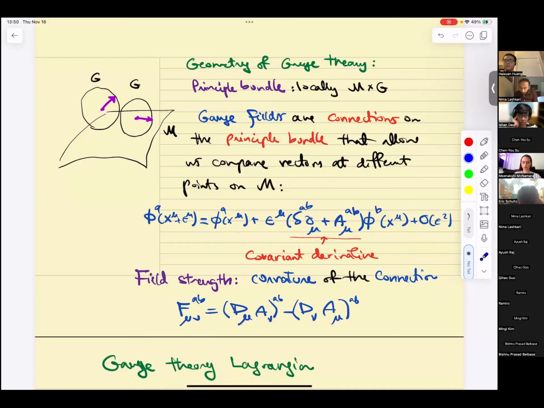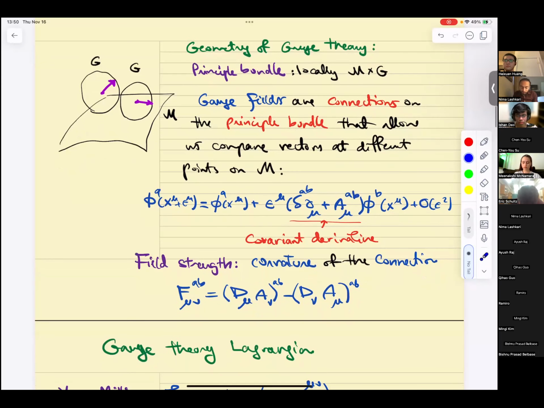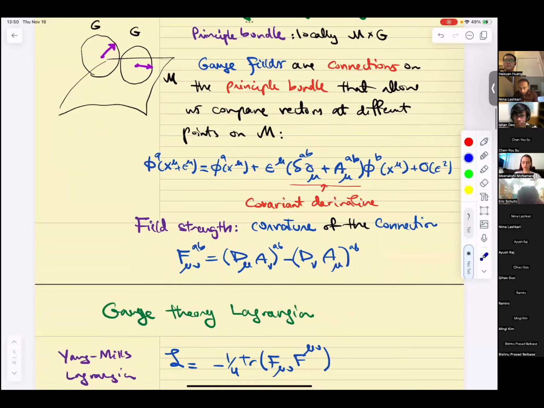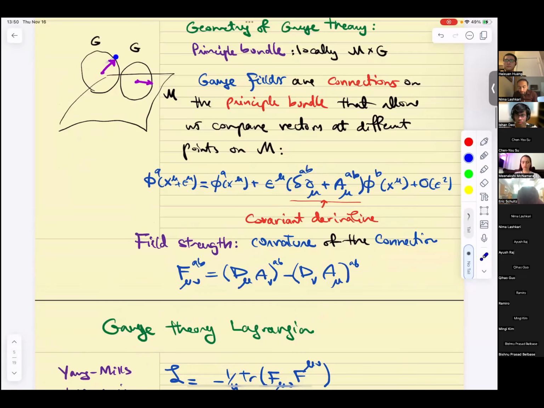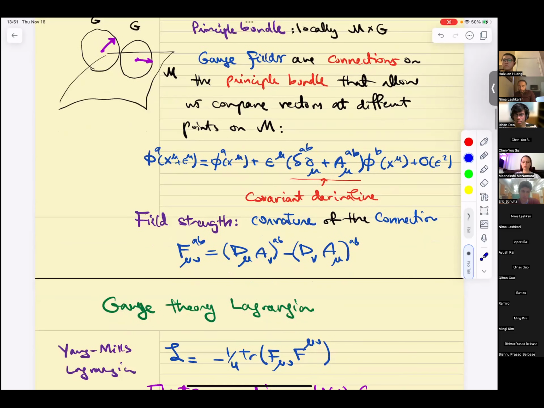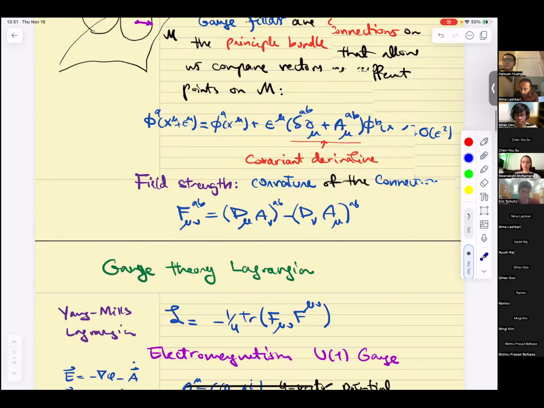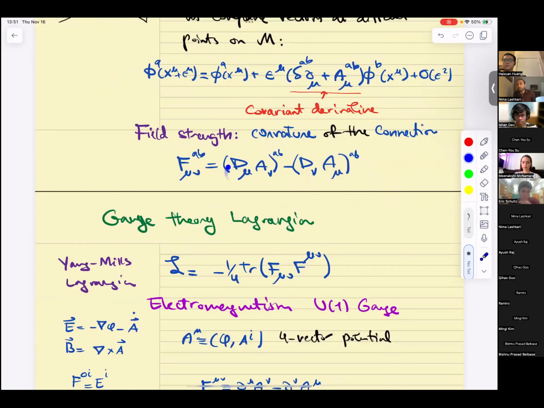We argued for that, right? So, for example, if phi^A is your vector field, you define phi^A(x^mu + epsilon^mu), where x^mu plus epsilon^mu moves you along M, space-time, as phi^A(x^mu) + epsilon^mu (delta^AB partial_mu + some matrix) phi^B. This is a choice of a connection, and then we call this a covariant derivative. Then we said the field strength is the curvature of this connection, so it's basically the covariant derivative of A_mu antisymmetrized.